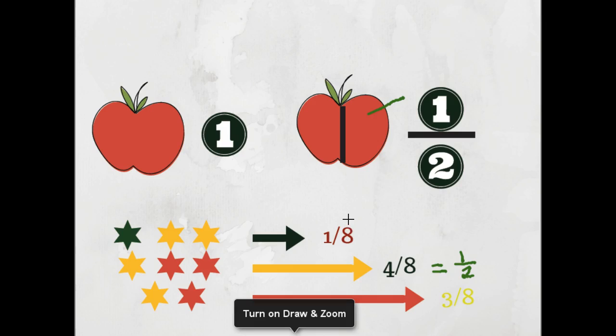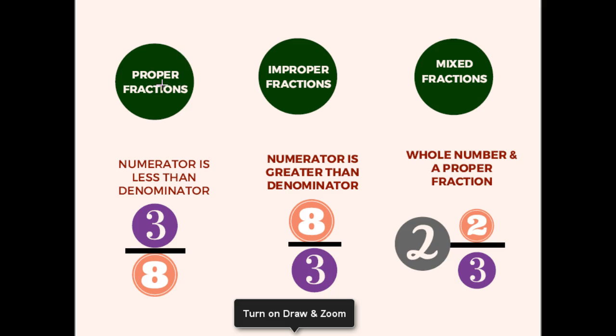So what fraction of these stars is green? 1 out of 8. Likewise yellow, 4 out of 8. And for pink we have 3 out of 8. There are different types of fraction. A fraction can be a proper fraction, it could be an improper fraction, or a mixed fraction.